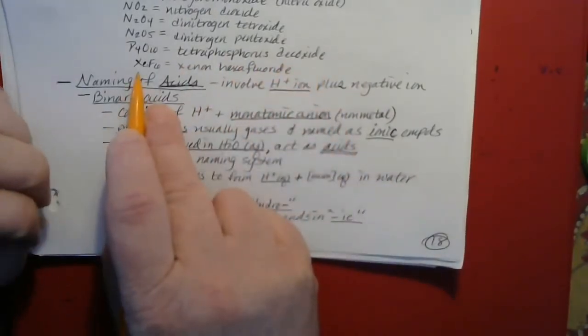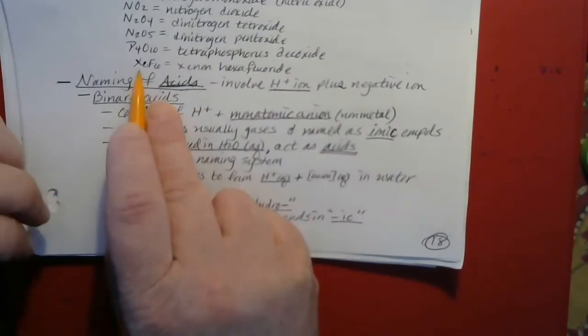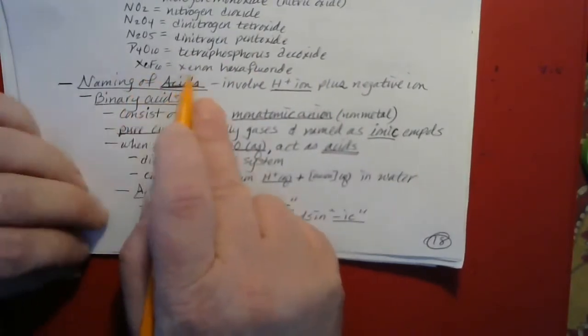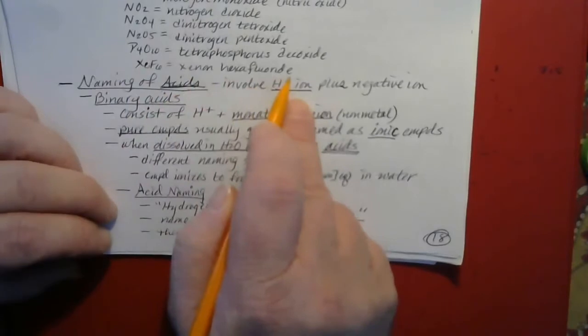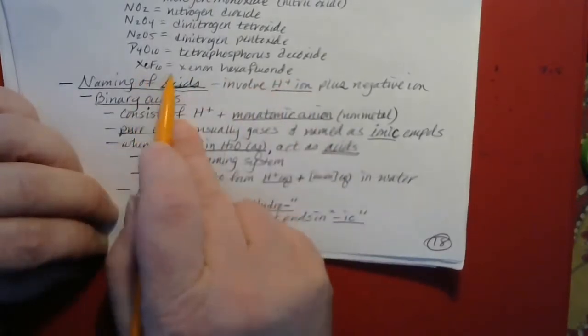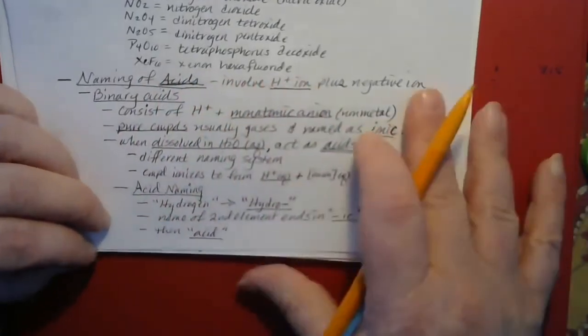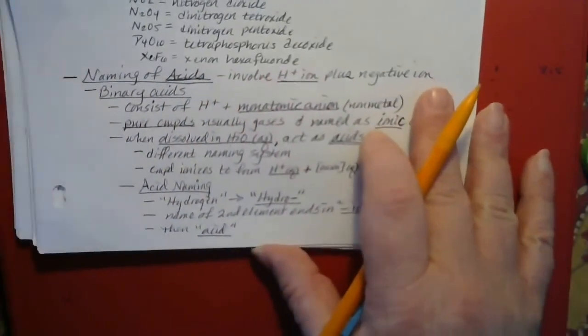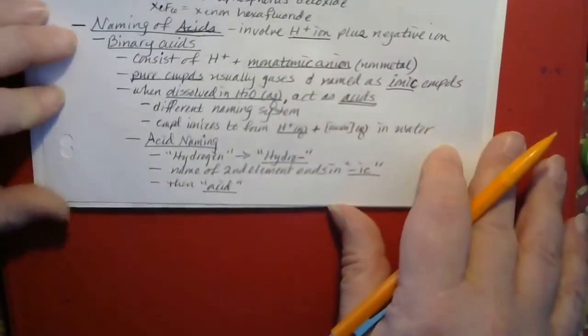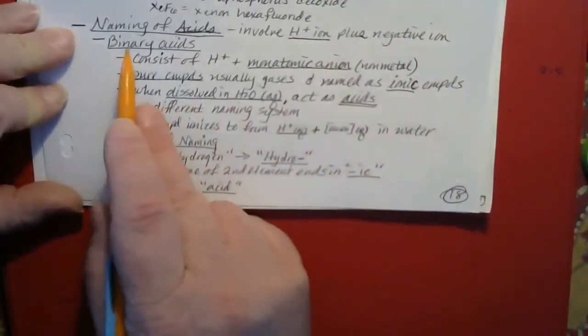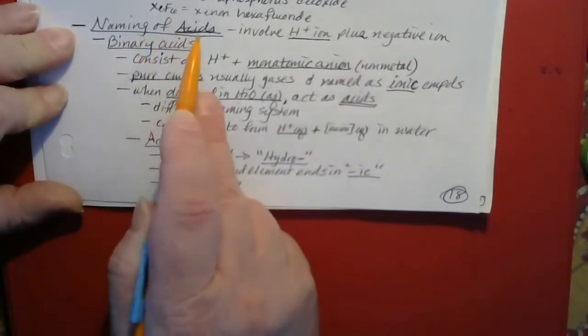One of the few compounds formed by any of the noble gases is XeF6, or xenon hexafluoride. There's also XeF4, which would be xenon tetrafluoride. Okay, and so you can work with all kinds of examples like that. And before we get too far, we also should mention naming of acids.